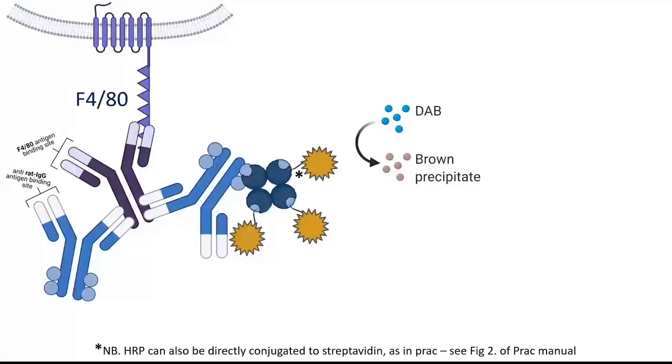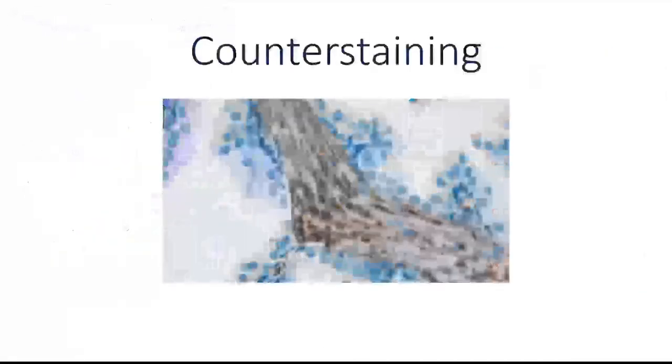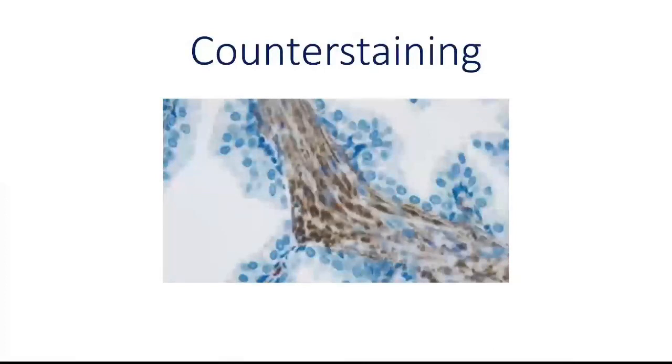So now that we've gone through all of these different steps, we can see our beautiful macrophages. Here's an example of some that I stained in a kidney section. But in order to get the most out of our tissue and the spatial information, it's best that we stain the tissue with a counterstain. Often this will be something such as hematoxylin, or as you use today, toluidine blue. And these bind the nucleic acids in the nucleus and give us a much better picture of the cytoarchitecture of the tissue and where our antigen of interest is within that.